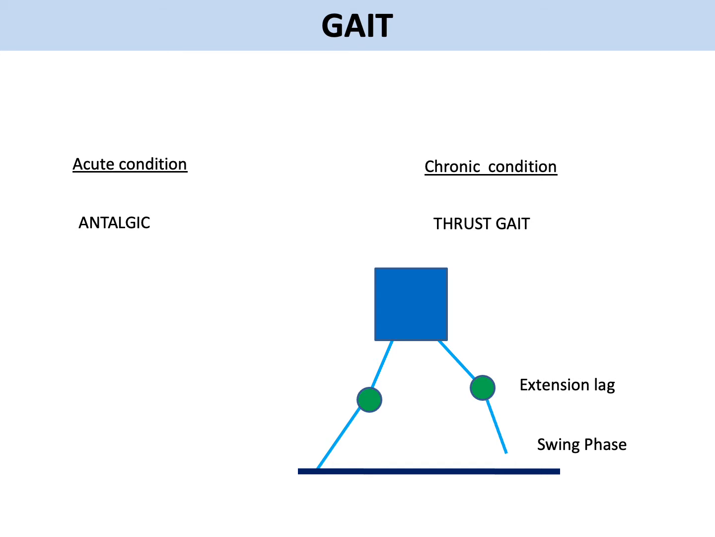So in chronic conditions, it carries special significance. Let us take, for example, the patient when the patient walks in swing phase with a flexed knee, the green dot representing the knee joint. If the patient walks with a flexed knee, then it implies extensor lag in that knee joint, maybe because of several pathologies inside the knee joint.